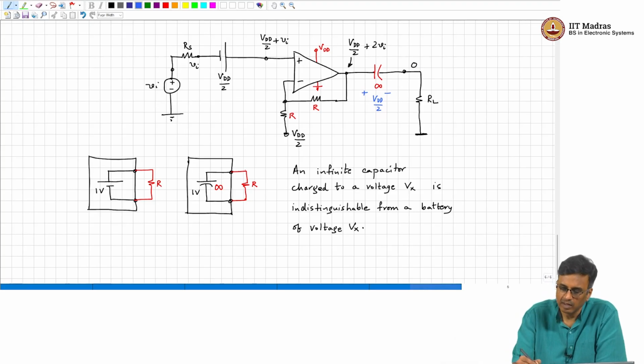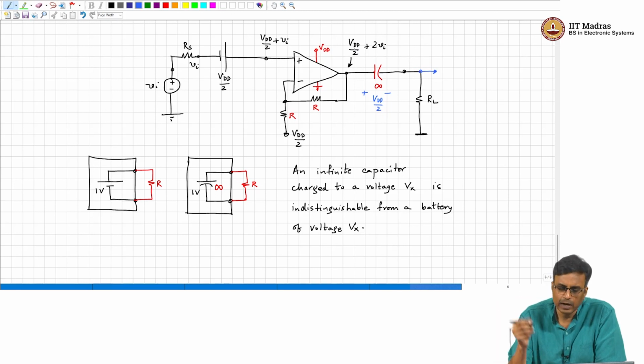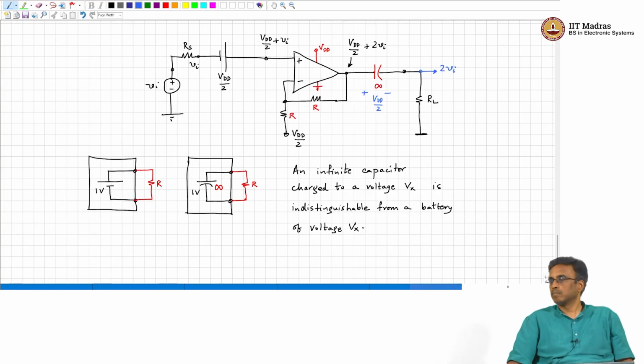And so what is this voltage? The left side is VDD by 2 plus Vi, so this will simply be Vi. Okay, and if Vi is AC, there is no DC current flowing through RL. Does that make sense?